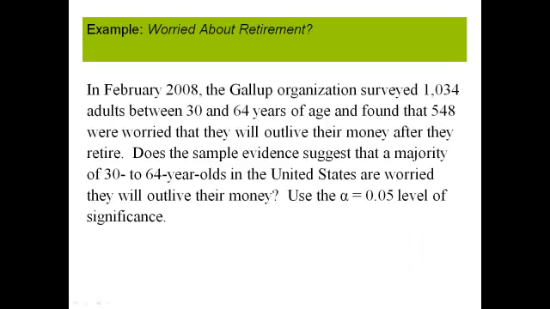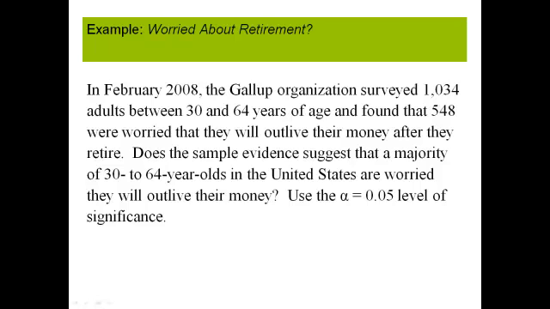In February 2008, the Gallup organization surveyed 1,034 adults between 30 and 64 years of age and found that 548 of them were worried that they will outlive their money after they retire. Does the sample evidence suggest that a majority of 30 to 64-year-olds in the United States are worried they will outlive their money? Use the alpha equals 0.05 level of significance.